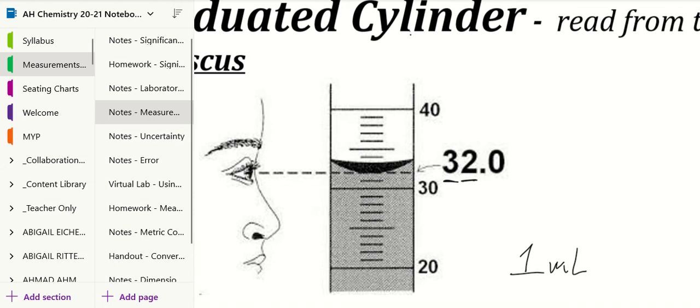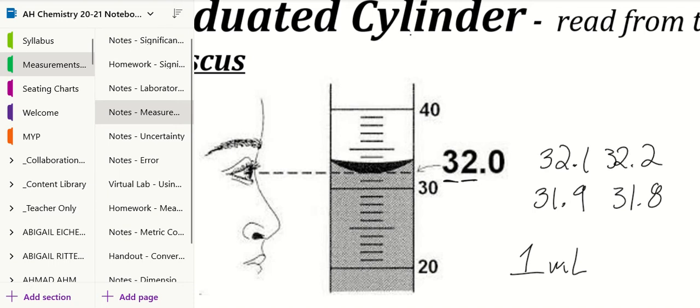An estimated digit. Would you have to say it's 0.0? No, it is an estimated digit. So what would be in reason for this question would be 31.9. Is that within reason? 31.8? Yep. What about 32.1? 32.2? Sure, all of those would be within reason. You are estimating the last digit.